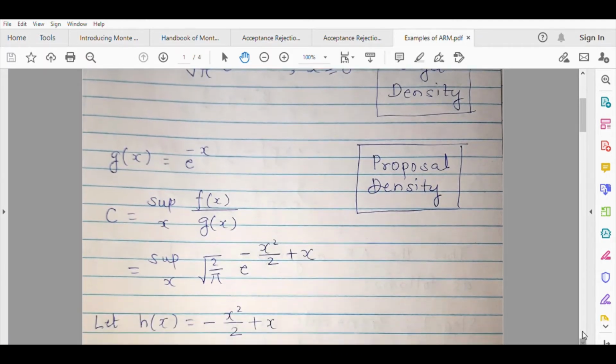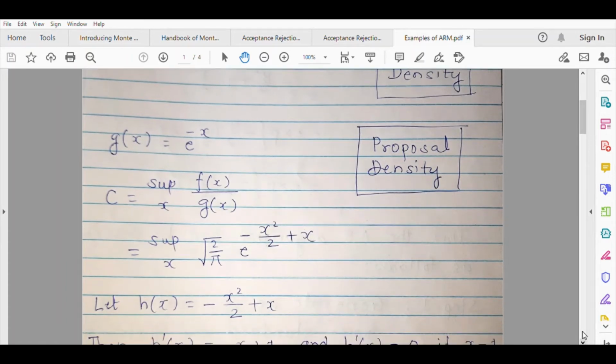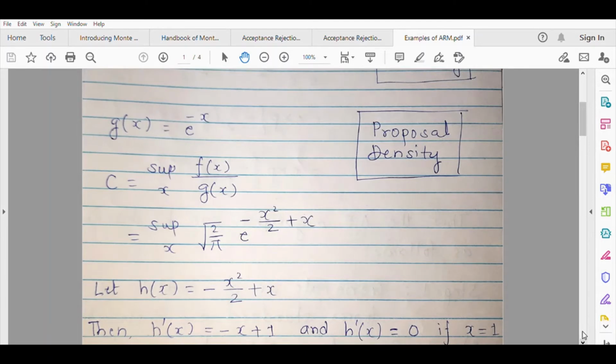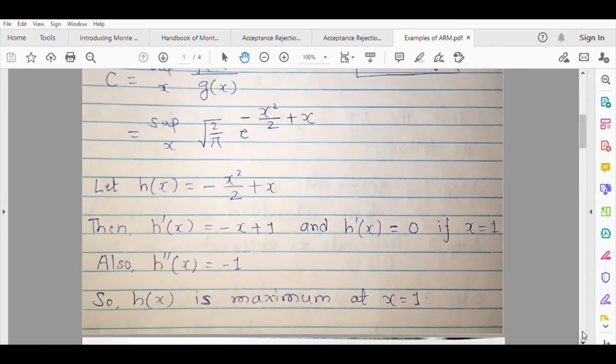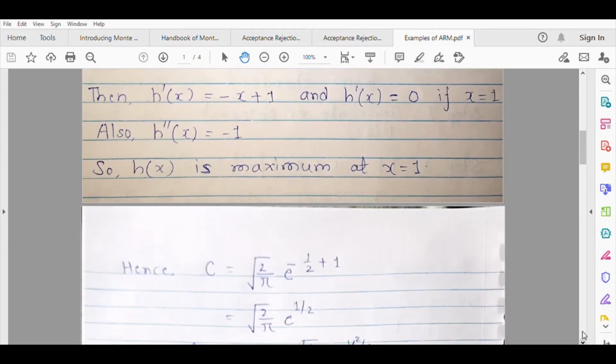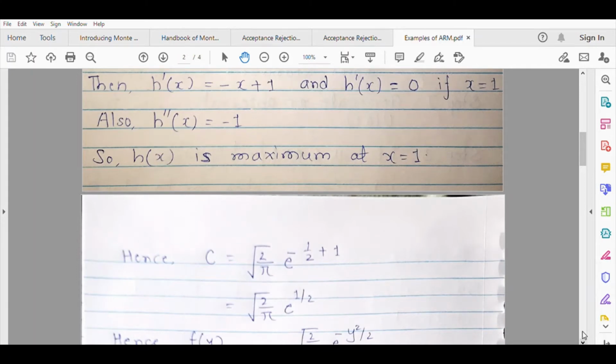So let us first consider this function h(x) as minus x square by 2 plus x. Then the first derivative is minus x plus 1, and the derivative is 0 if x is equal to 1, and the second derivative is minus 1. So h(x) is maximum at the point x is equal to 1. So the supremum is attained at x is equal to 1, and so the constant is root 2 by pi e raised to 0.5.